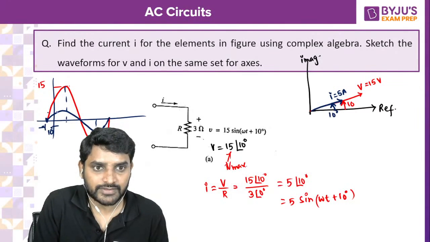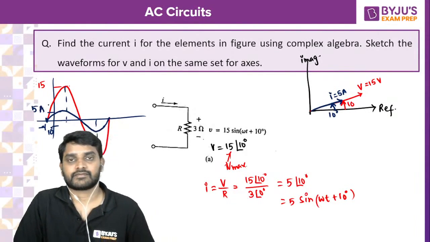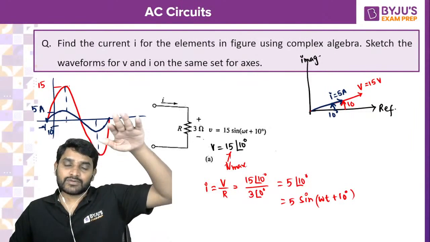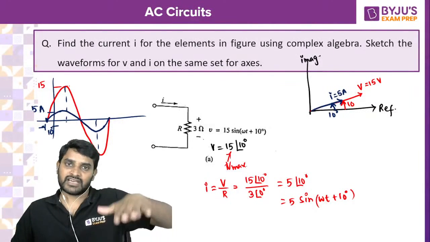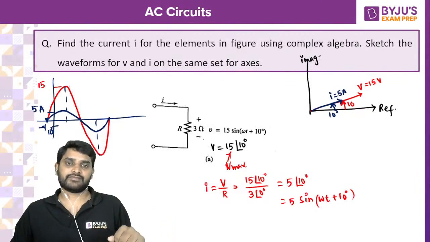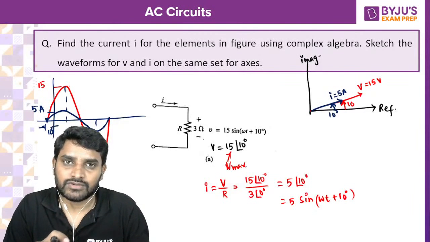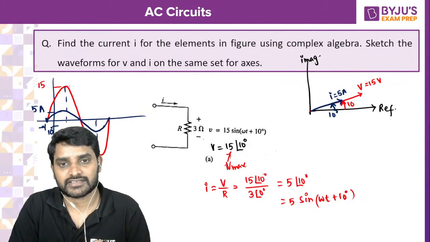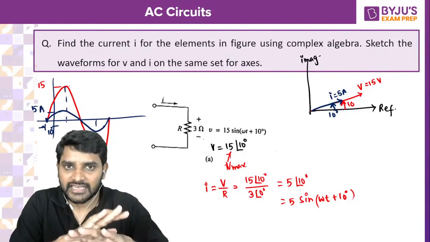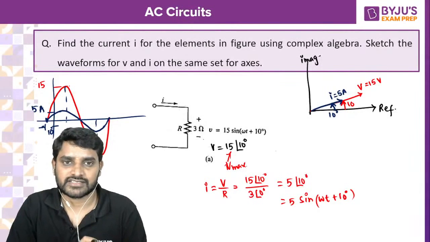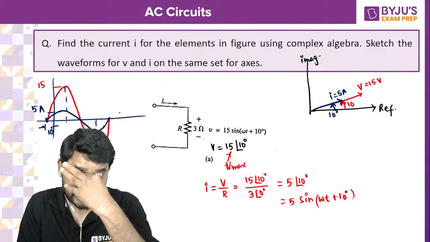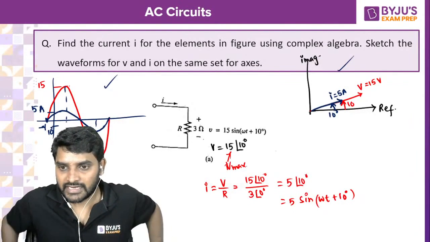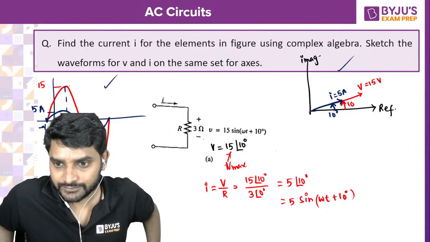Let me take 5 amperes, so this magnitude is 5 only. This is how you are going to get it: current maximum and voltage maximum happen at the same time, and current 0 and voltage 0 happen at the same time. So the resistor does not create any phase difference between voltage and current. Voltage and current are in phase. So this is how you can sketch the waveform, and these are the phasors. Clear for everyone?